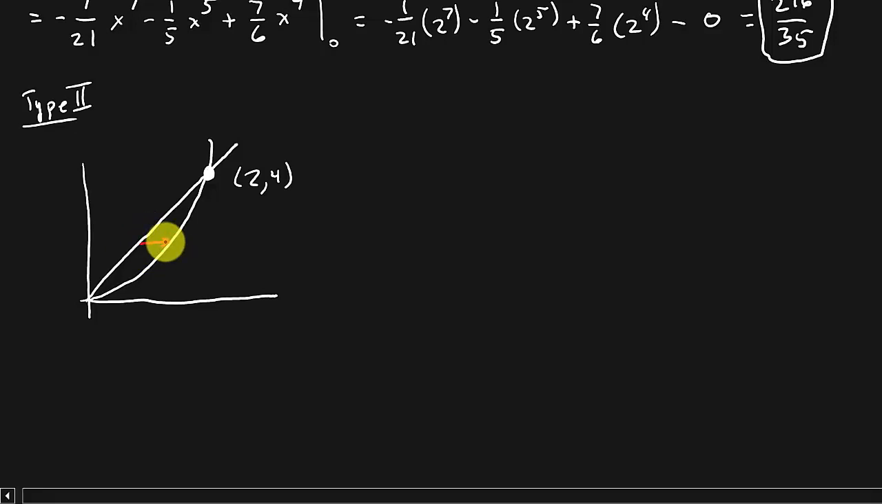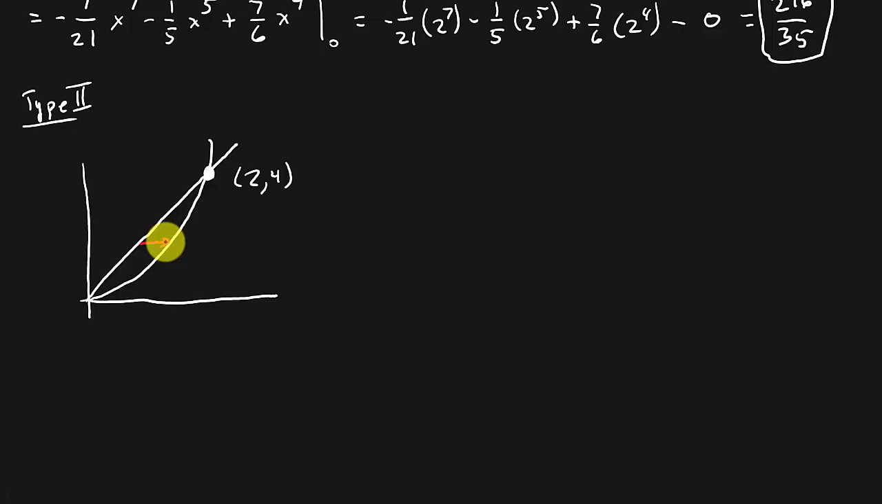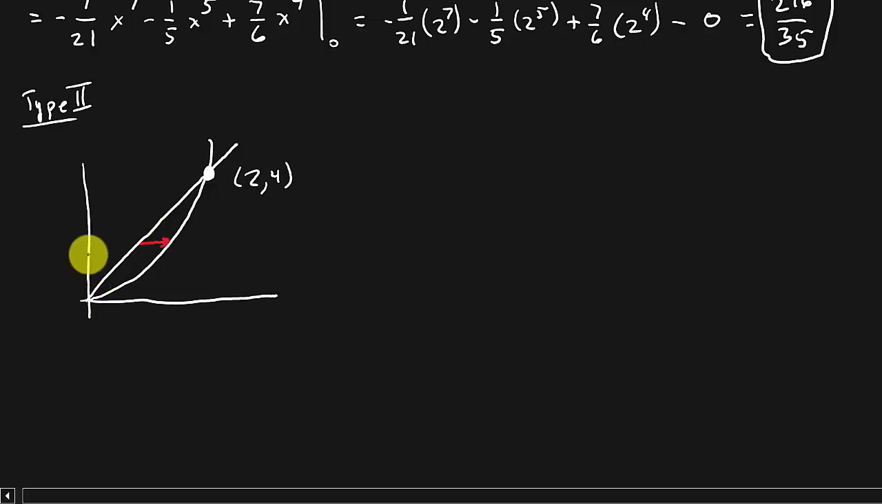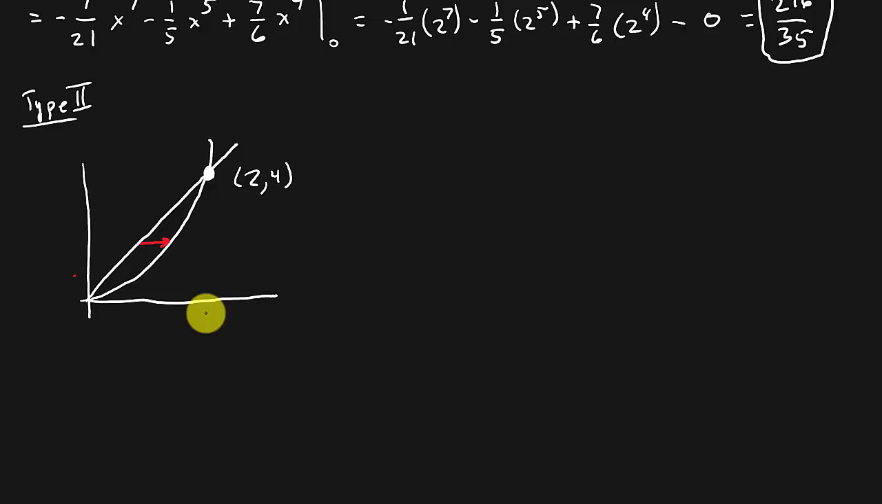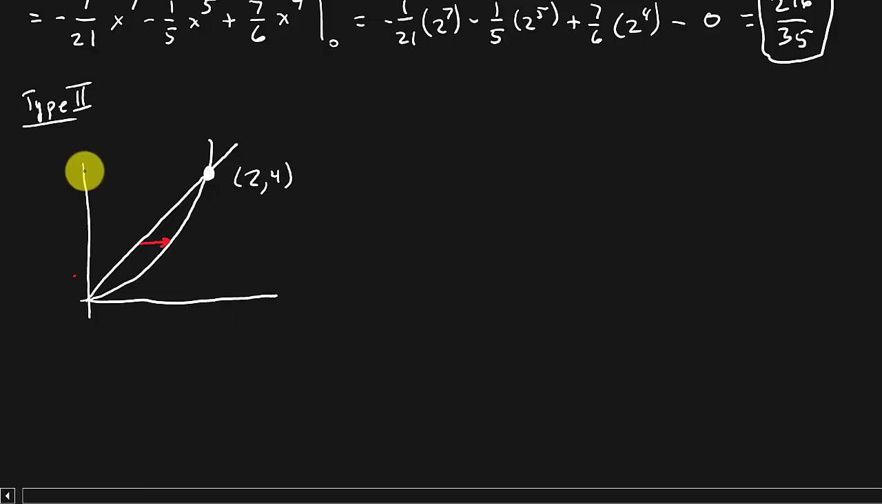this way. So our bounds on the y-axis are going to be constant, and the bounds on the x-axis are going to be functions in terms of what? In terms of y. All right, so let's look at this. We're going from here to here. So this is what? 0 to 4. All right, that's on the y.